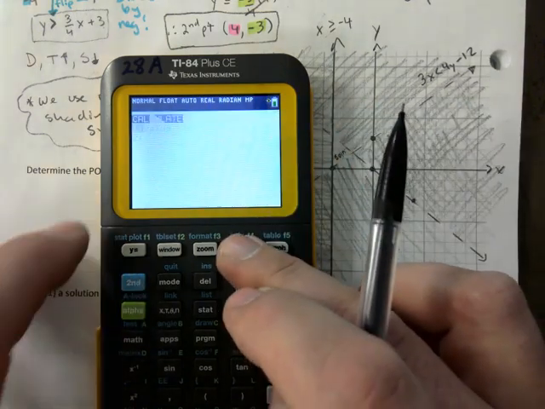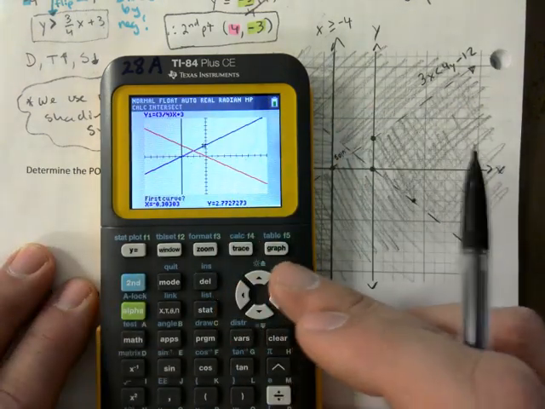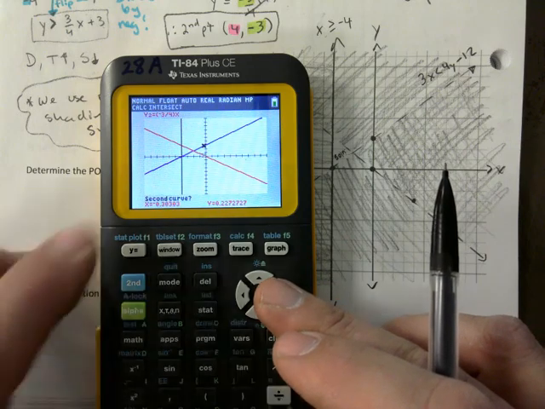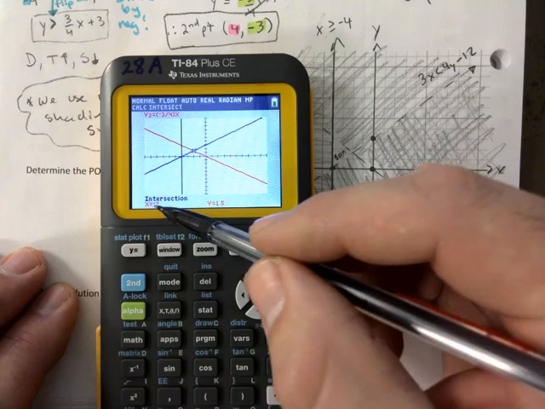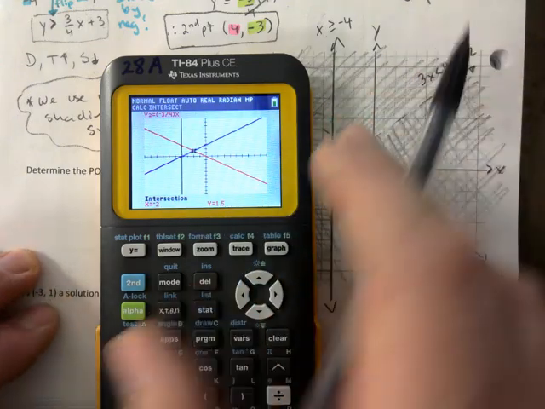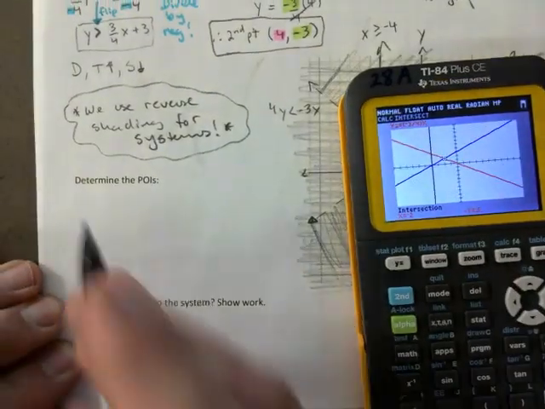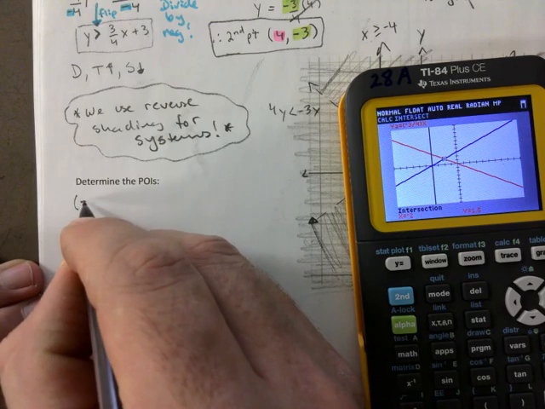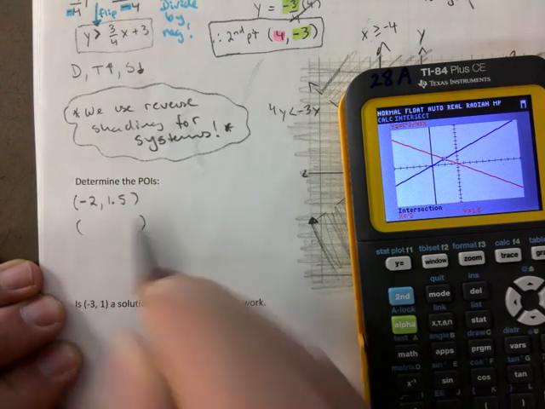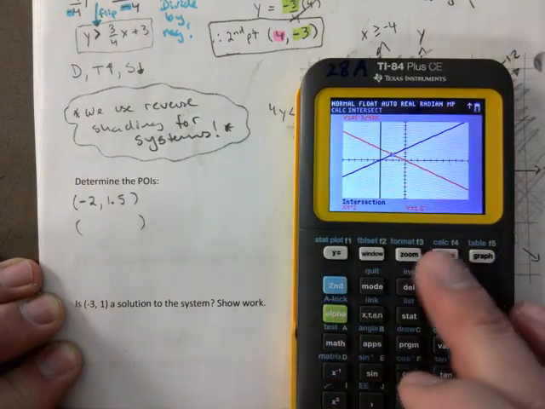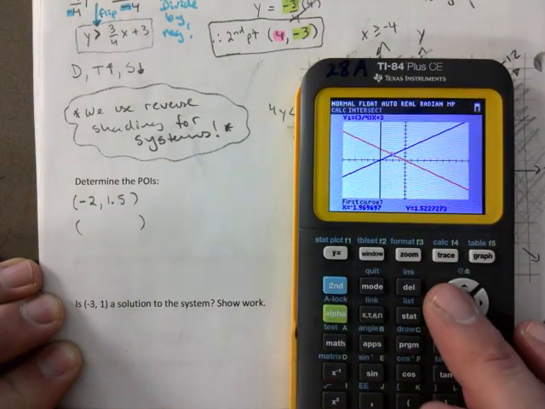So I'm going to go second trace 5. I'm on the blue line, enter, and it jumps to the red line because it's my second equation, enter, enter. So that's negative 2, 1.5. So all you need to do here is write them down. That's one of them.